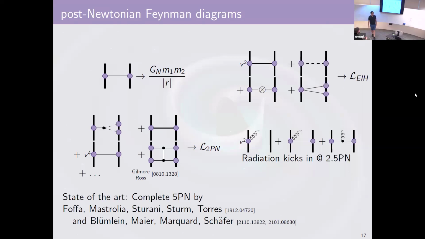State of the art currently is 5PN. That is, if my counting is correct, 4 loops. And Ricardo is among one of the groups that has done some of these heroic calculations. And then there's this other group, which is a collection of QCD people from DESY Zeuthen.